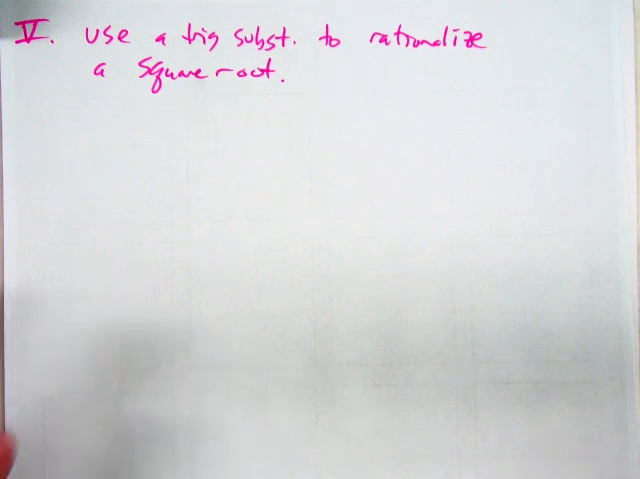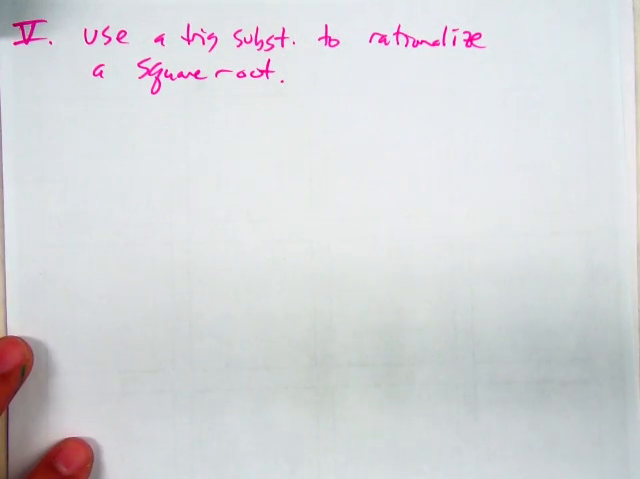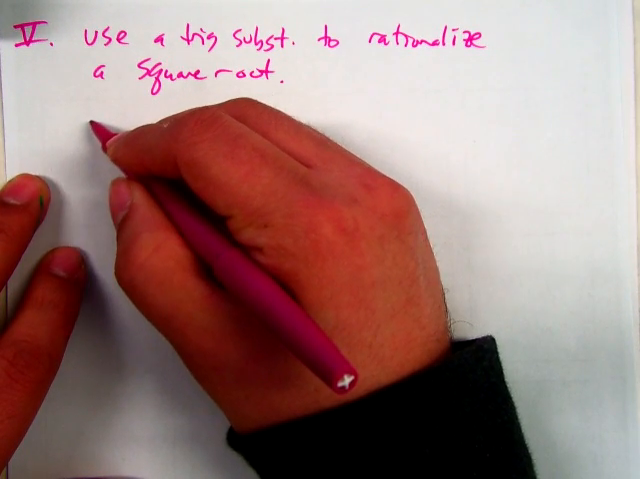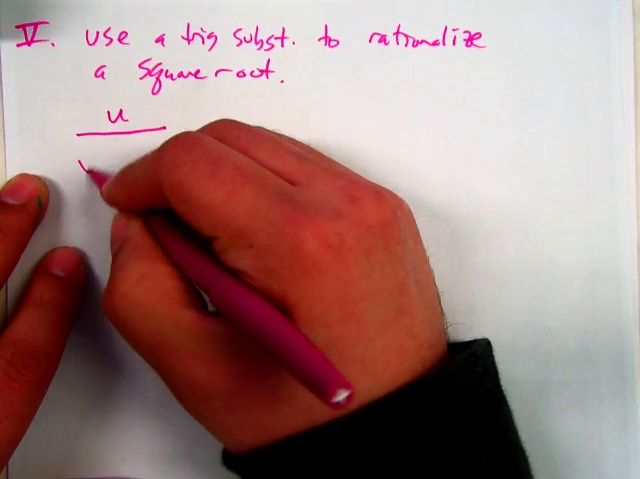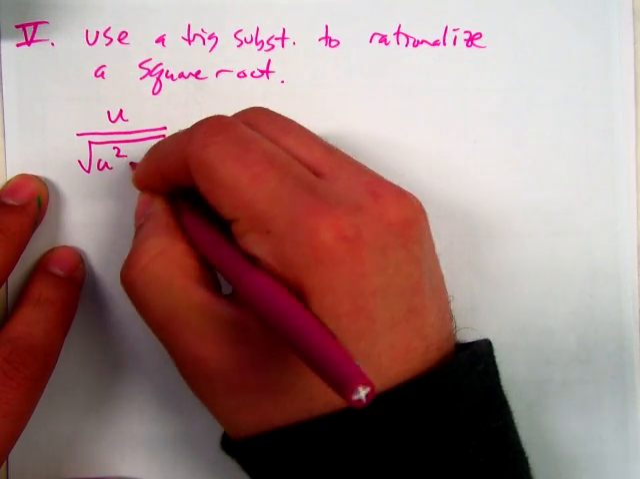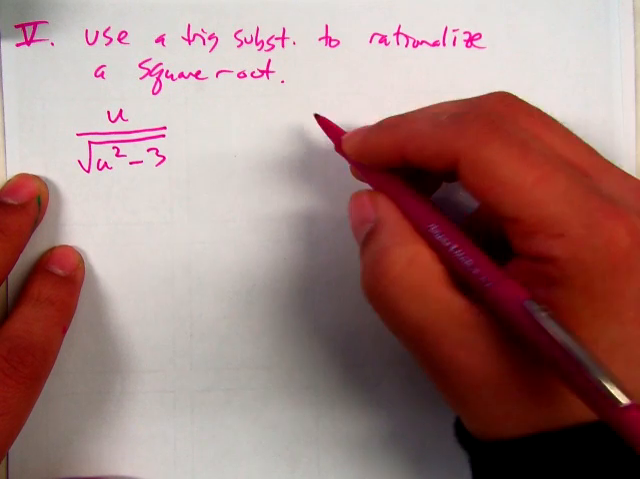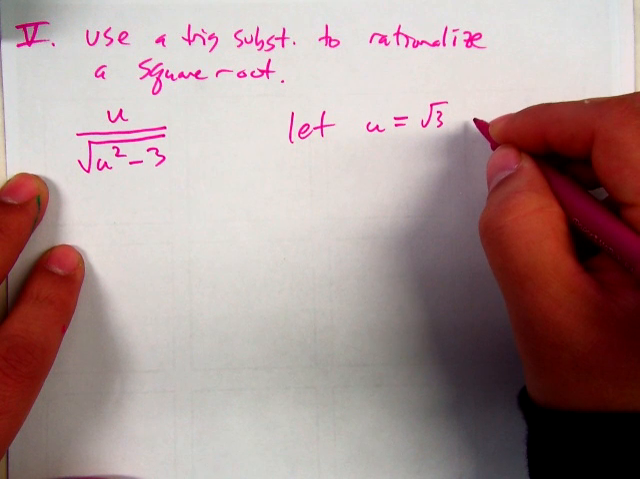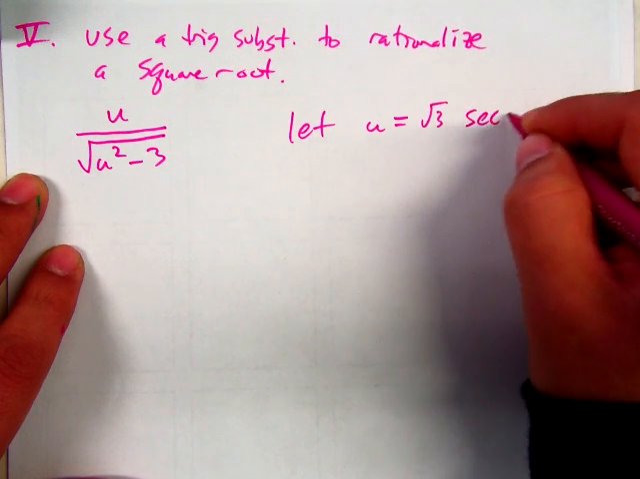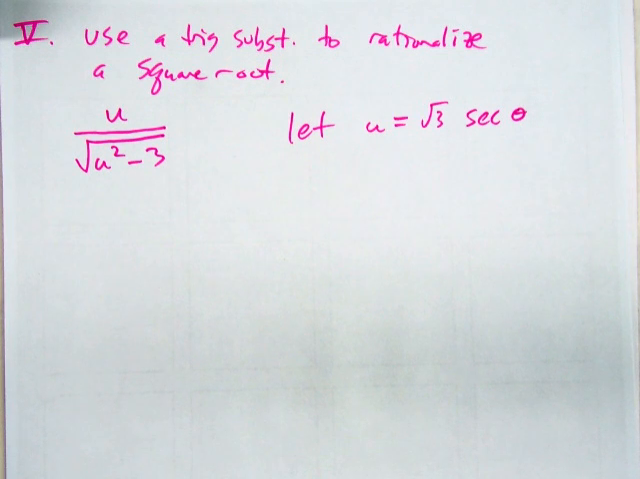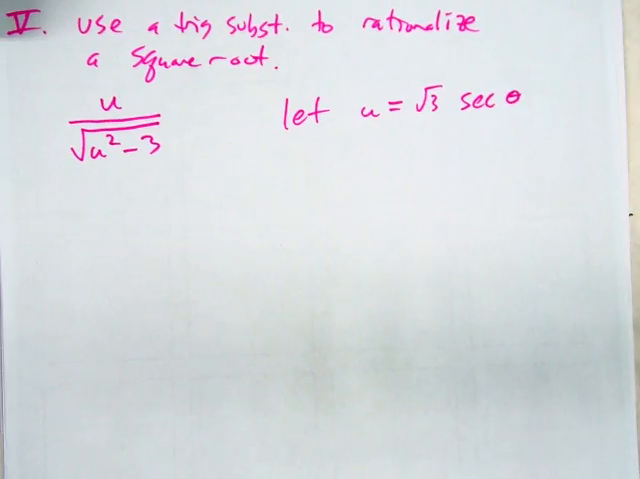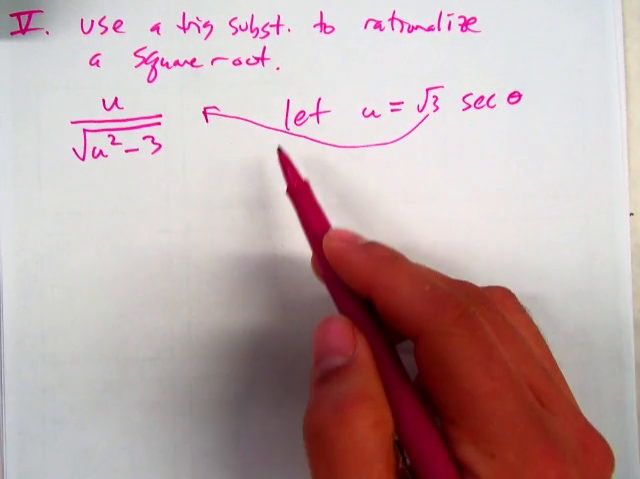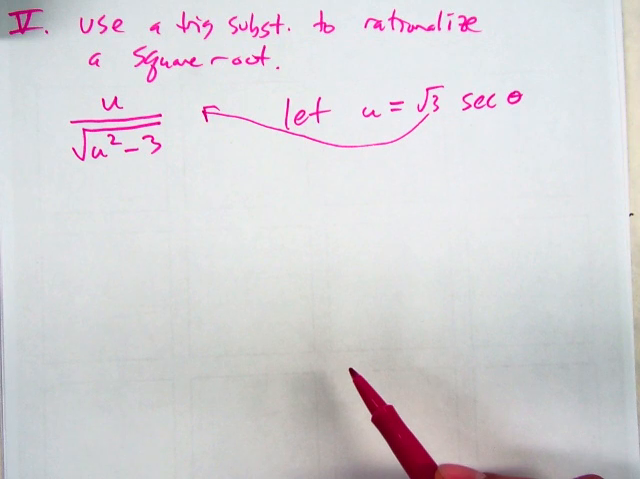They will tell you what to use, and all you have to do is plug it in and figure it out. It's that easy. So, for example, they'll say, if we have u over the square root of u squared minus 3, and they tell you to do the substitution u equals root 3 secant theta, all you have to do is take what they tell you and plug it in. And it's just your job to simplify it.